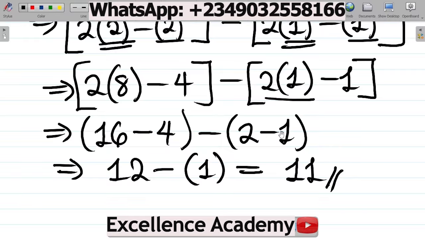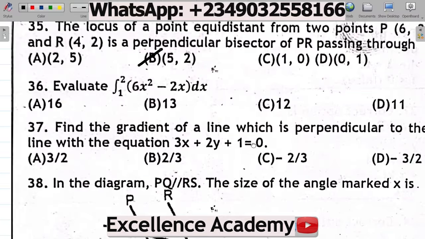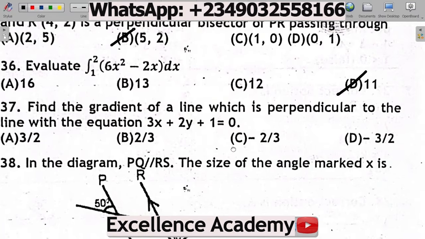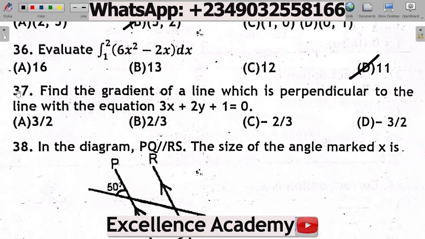Let's see which option has 11 as its answer. From here, we have D, 11. That becomes our correct answer. All right. Next up, question number 37.